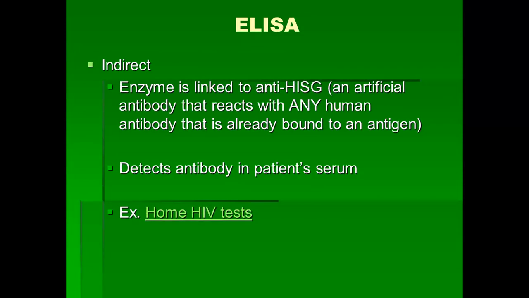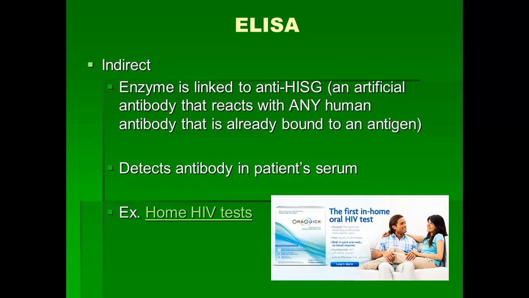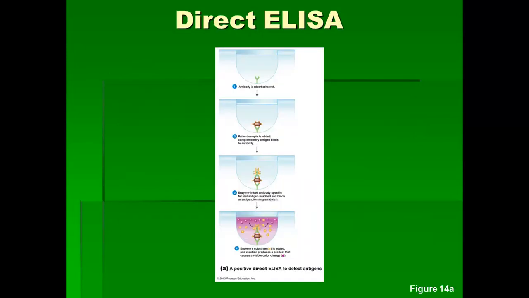In indirect ELISA, the enzyme is linked to an anti-human IgG, which is an artificial antibody that reacts with any human antibody that is already bound to an antigen. So its job is to detect antibodies in a patient's serum. And this is exactly how the home HIV tests work. And you'll see here a website that you can go to that talks about the quick oral HIV test at home, and you can get information about how this test actually works.